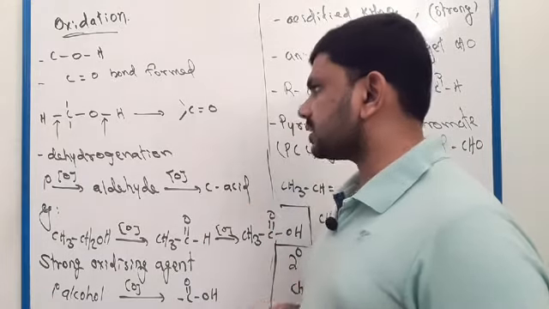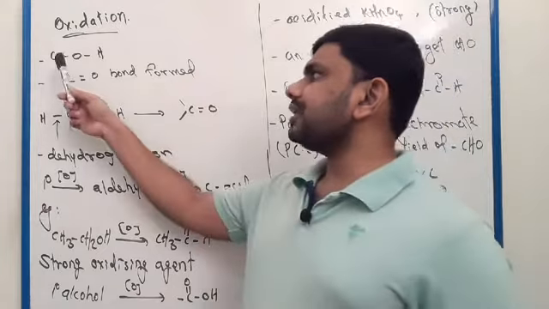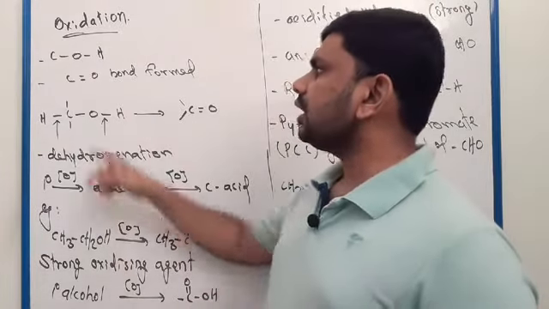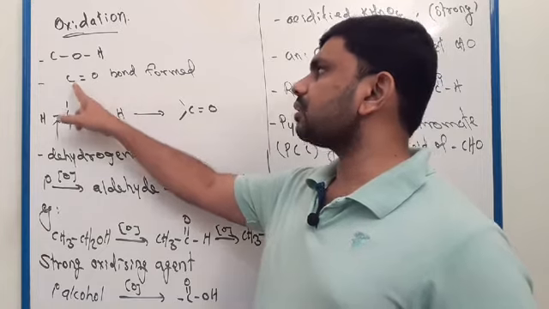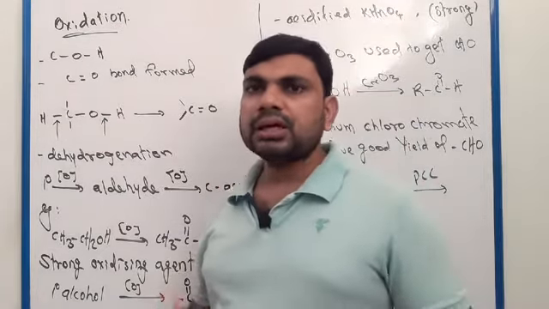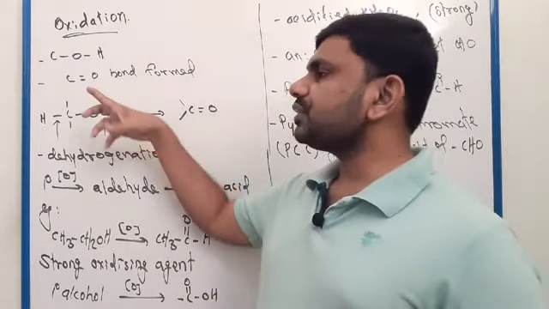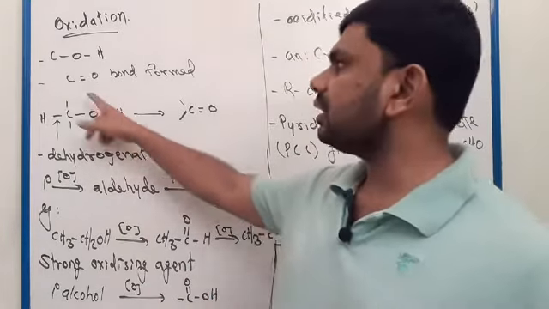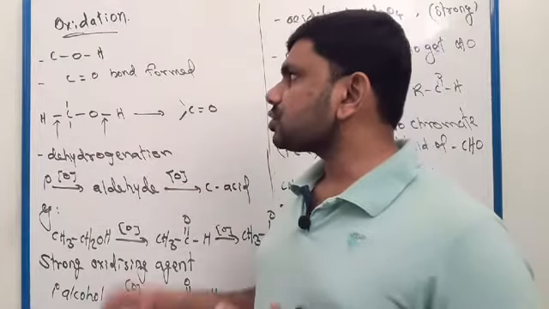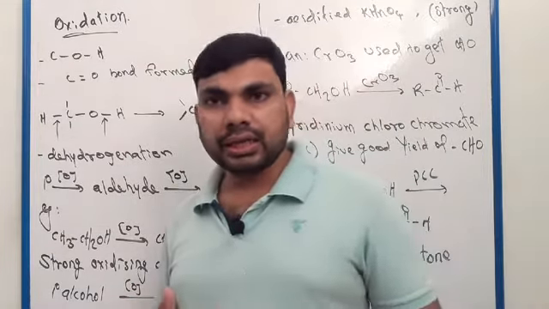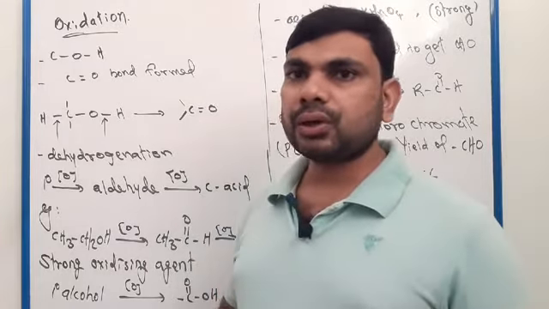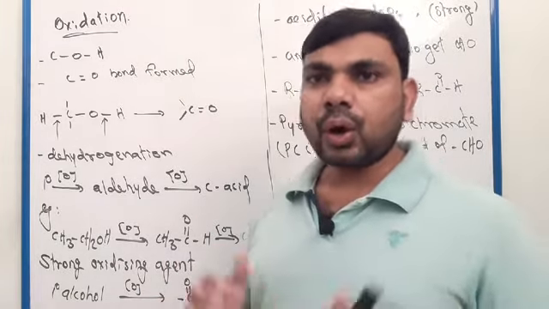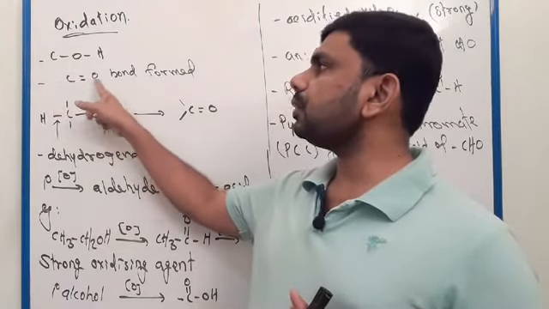Okay, we know alcohol contains carbon, oxygen, hydrogen with single bonds. After oxidation, a carbon double bond oxygen bond will be formed, commonly called the carbonyl bond. Carbonyl means the compound contains carbon double bond oxygen. So generally alcohol after oxidation forms aldehyde, ketone or carboxylic acid. All these compounds contain carbon double bond oxygen.